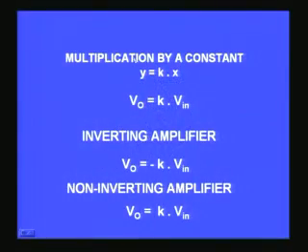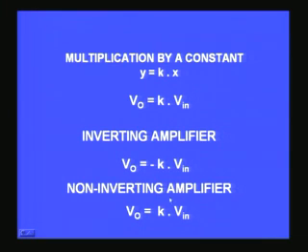Again I have recapitulated here, y is equal to kx, or V output is equal to k times V in, and the inverting amplifier will have V output is equal to minus k into V in, where the minus sign comes because of the phase inversion. If I give a sine wave, it will become a cosine wave, it will be inverted by 180 degrees.